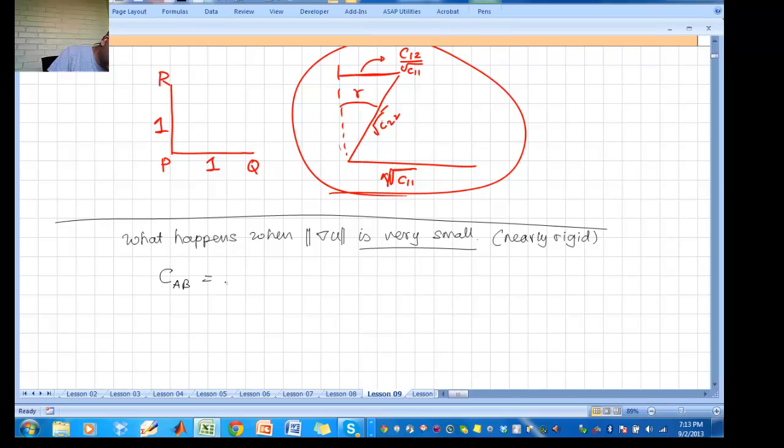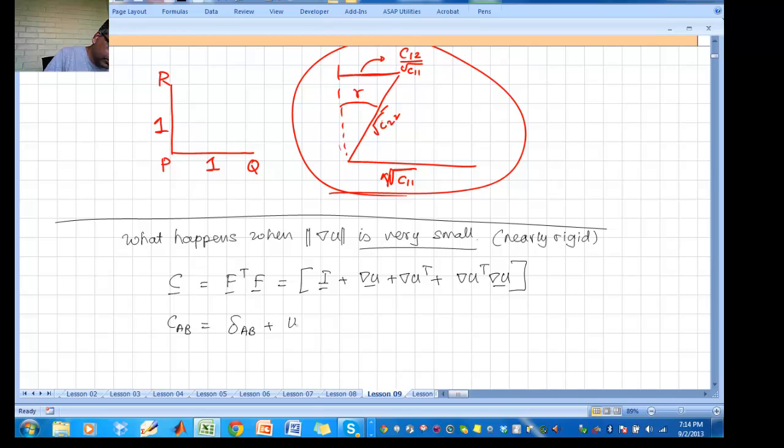Remember, CAB was delta AB plus ui comma a plus, where did I have that? Sorry. Let's write this down properly and then I will do that. Okay, sorry about that. I just wanted to make sure that my notation was correct. Okay, so C equal to F transpose F, which is equal to I plus gradient of U plus gradient of U transpose plus gradient of U transpose gradient of U. Right? So CAB will be delta AB plus UA comma B plus UB comma A plus UI comma A UI comma B.